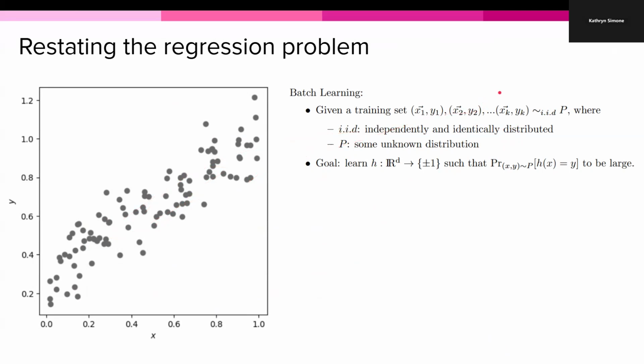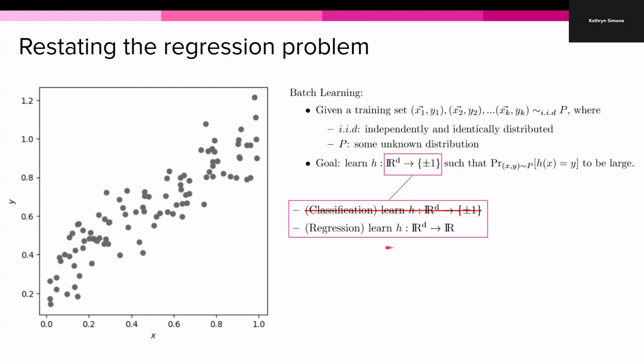And so how can we reformulate the batch learning problem that we saw last time to be meaningful for regression? Well, one thing we need to do is tweak our goal a little bit from that we had in classification, where we wanted to learn a function h that would map to an output that would take on values of either plus or minus 1. Now we want to learn a function h where the output can take on continuous values. That is, it lies on the real number line.